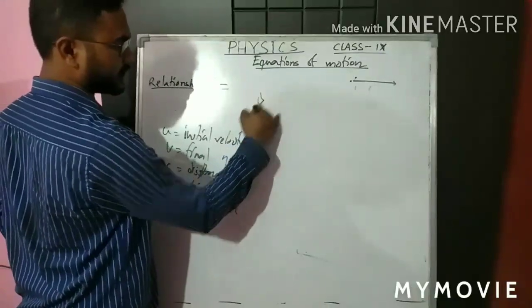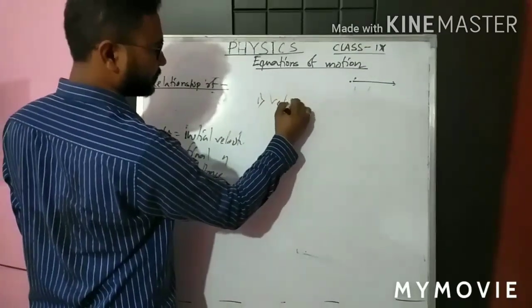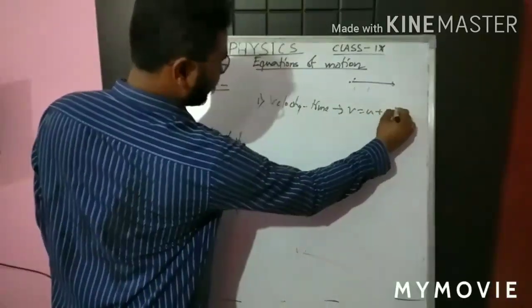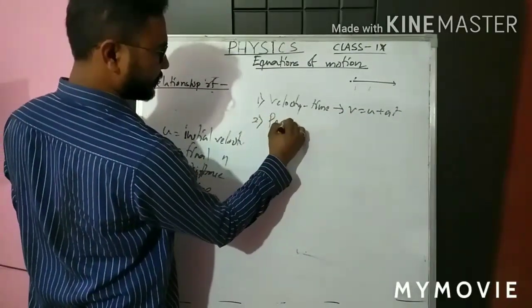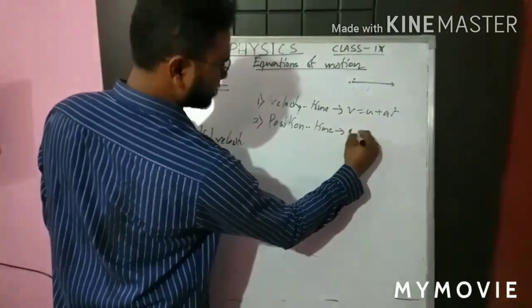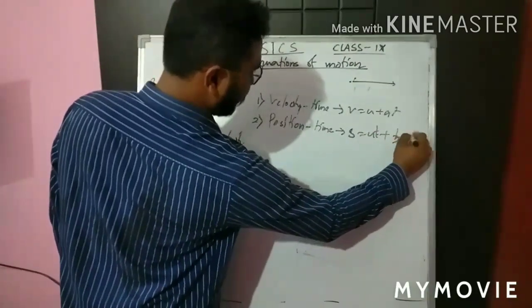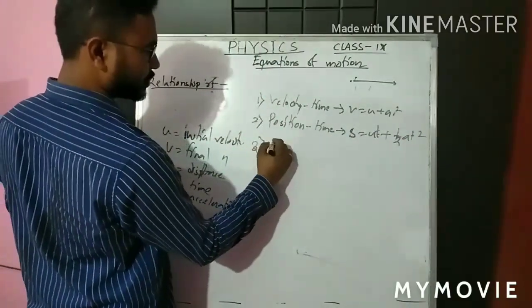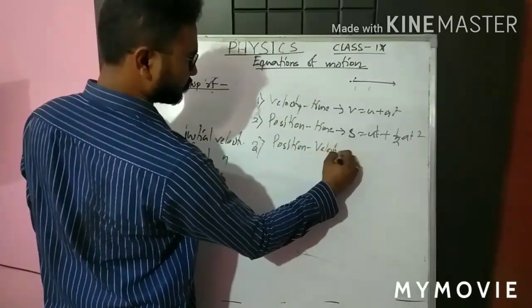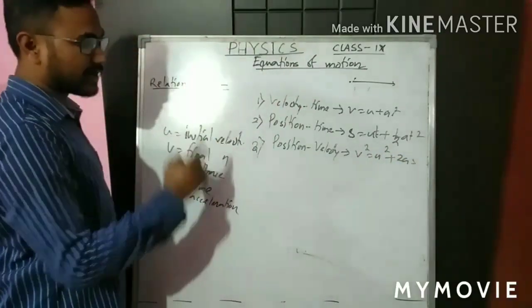What the relationships are? The first relationship or first equation of motion, that is velocity time, which is v is equal to u plus at. Second relationship, position time, that is s is equal to ut plus half at square. Third equation of motion, that is position velocity, that is v square is equal to u square plus 2as.